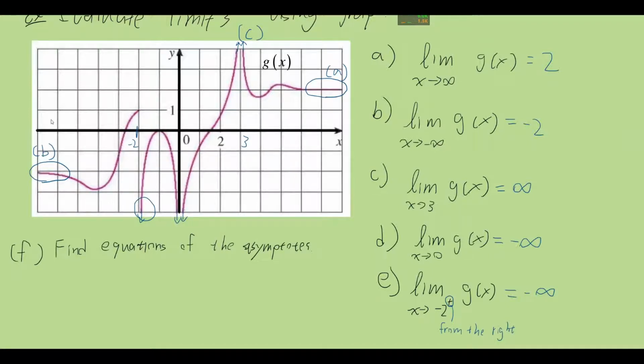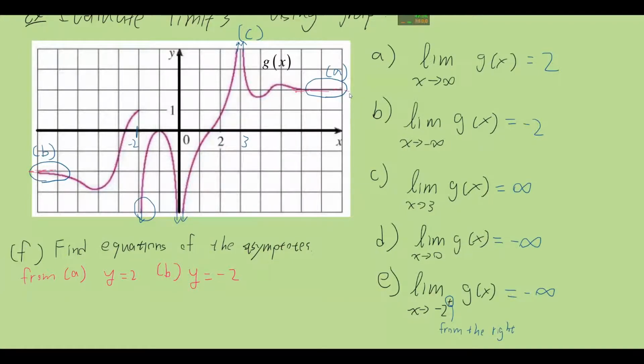Okay, so let's take a look from part A. We know that as x approaches infinity, the value goes to 2, right? So if you see here, we get a horizontal asymptote, a horizontal line, right? So in this case, we get a horizontal asymptote of y equals 2. And from part B, we get the same thing, right? On the left-hand side, we get some sort of horizontal asymptote at negative 2, right? So y equals negative 2. So these two are horizontal asymptotes.